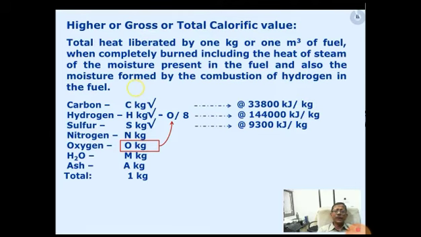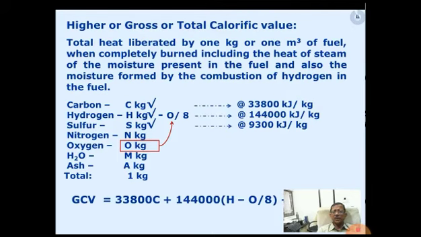So if 1 kg of this fuel burns, then carbon will give us 33,800 C, hydrogen will give us 1,44,000 into H minus O by 8 as we have deducted, and the sulfur will give us 9,300 S, because S kg of sulfur was there. Now this is the formula for GCV. It is not a bad idea to write this formula and remember it as a theoretical calculation of GCV. You can of course mention when you are using this formula that you are assuming the heat value of carbon, hydrogen and sulfur as 33,800, 1,44,000 and 9,300 respectively, right?